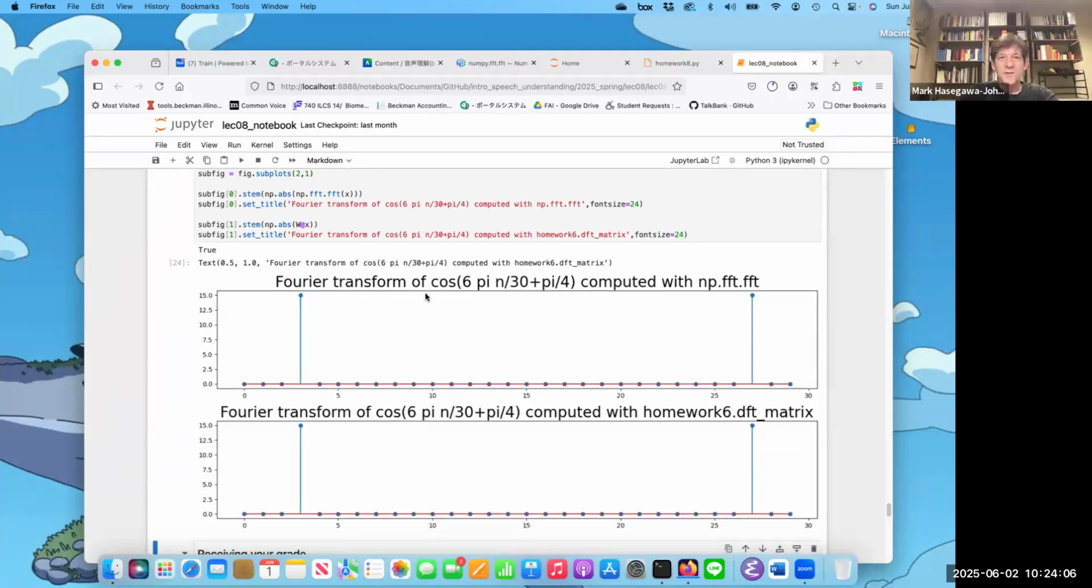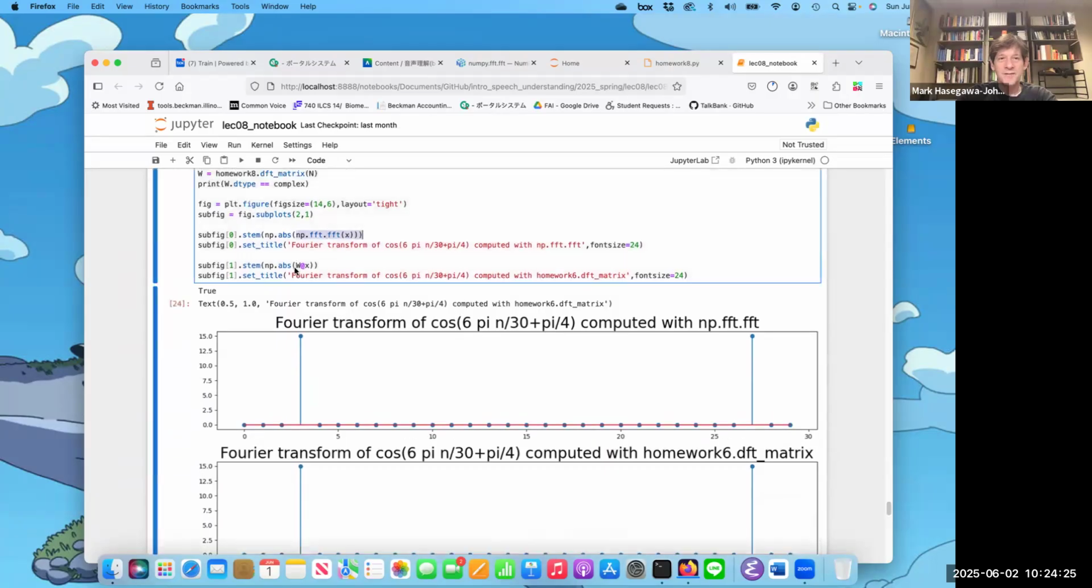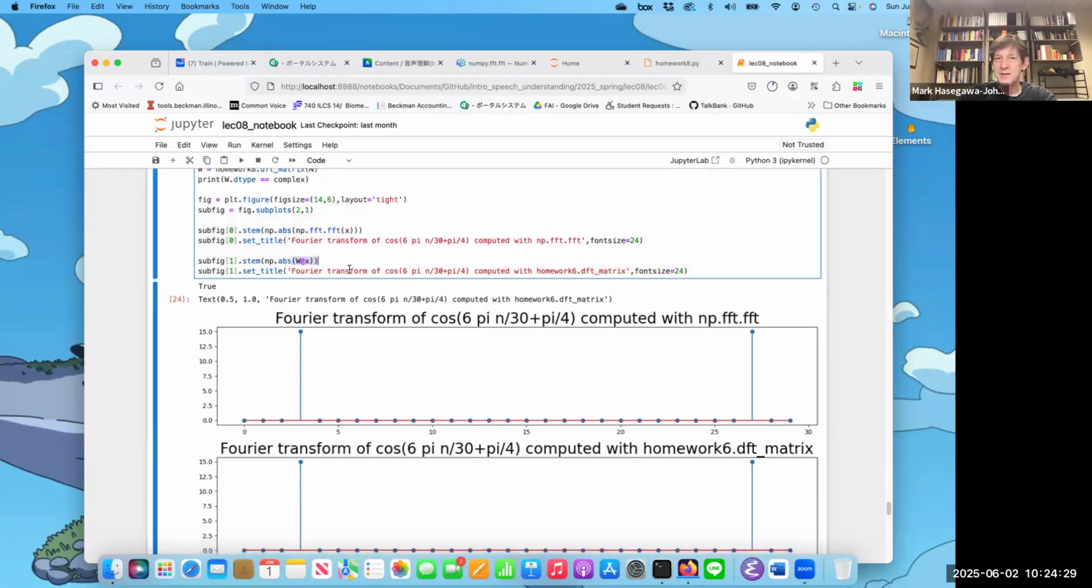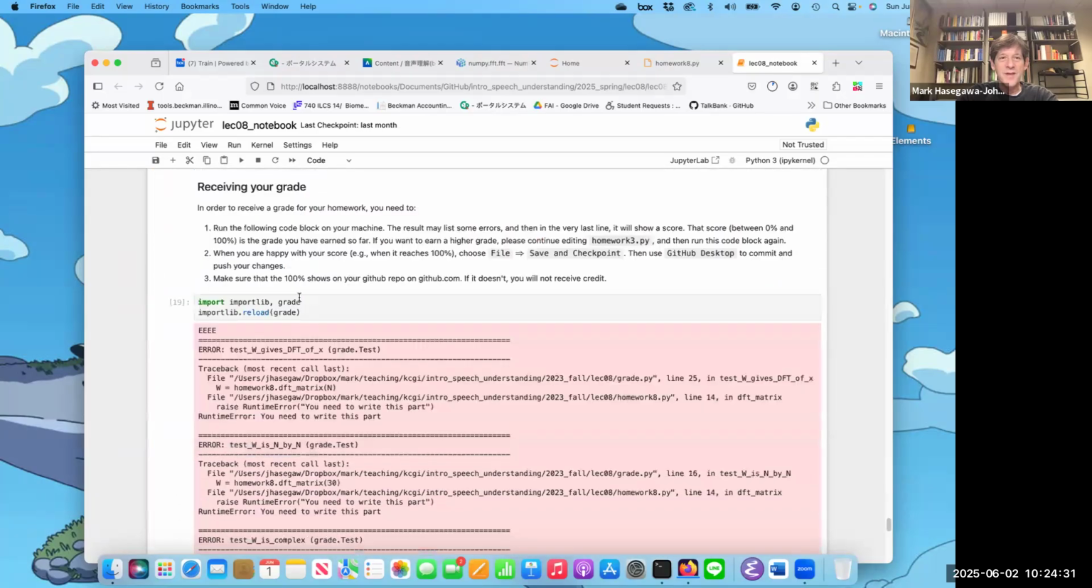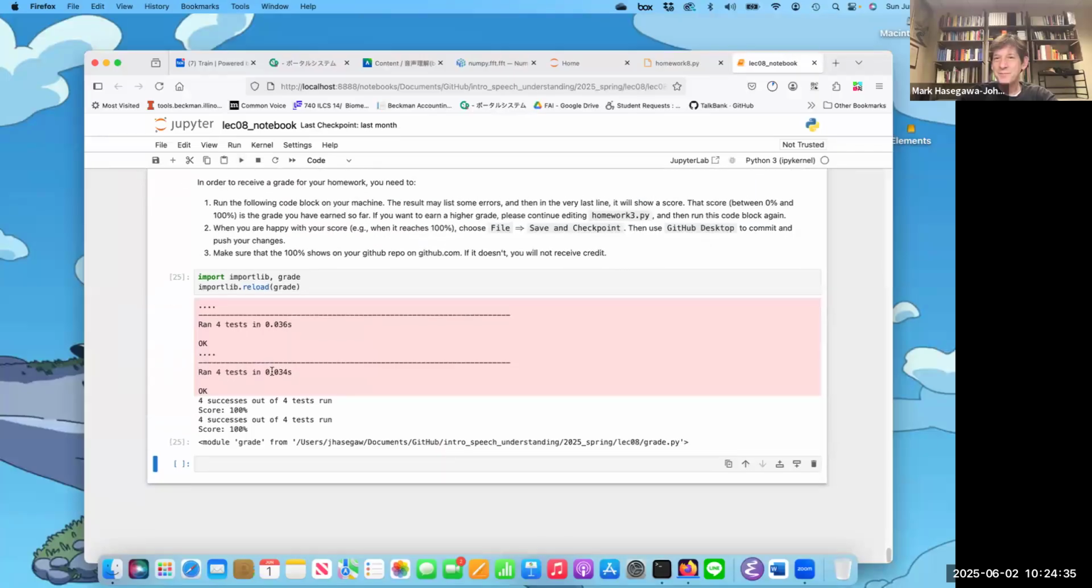There we go. Here's the Fourier transform of cosine 6 pi n over 30 plus pi over 4, and you can see that it has non-zero energy at frequency 3 and also at frequency 30 minus 3. And here it is computed with the NumPy FFT, and here it is computed with the W matrix that we created in this week's homework. If you've done that and then you run the grading function, you should get all of the tests passed.